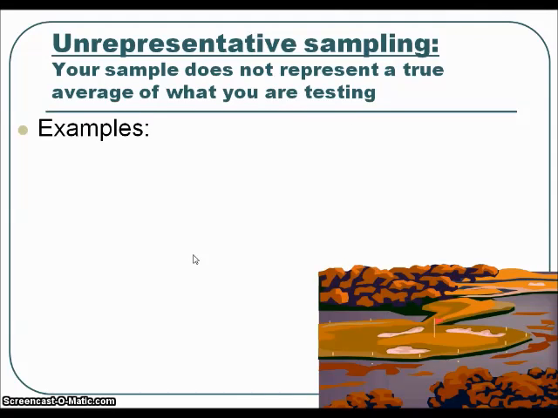Another example is when you are making and taking samples. Your sample might not be a true representative of what you're testing. So we'll call it an unrepresentative sampling.